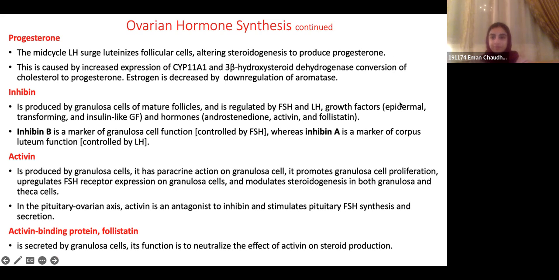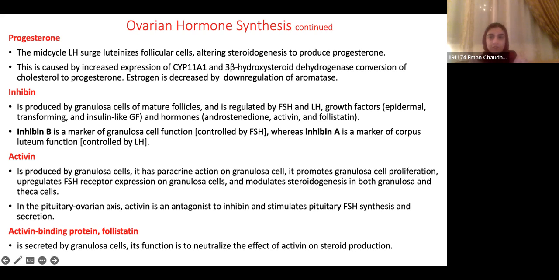Now, the inhibin is produced by the granulosa cells, and it's also produced later by the luteinized theca cells. It regulates FSH and LH, and it is itself regulated by FSH and LH. Later, when it's coming from the luteinized theca cells, it goes back to tell FSH and LH to not be released anymore. And it's also regulated by other growth factors, okay? And inhibin B is also a marker of granulosa cell function. And inhibin A is a marker of corpus luteum function. So you'll notice that you have inhibin in both, right?